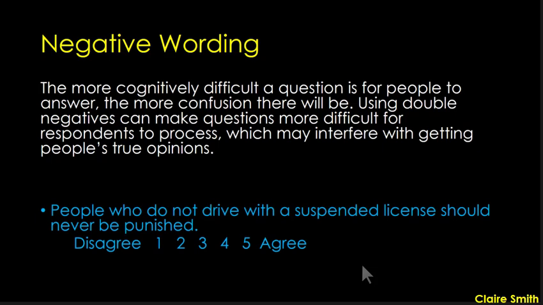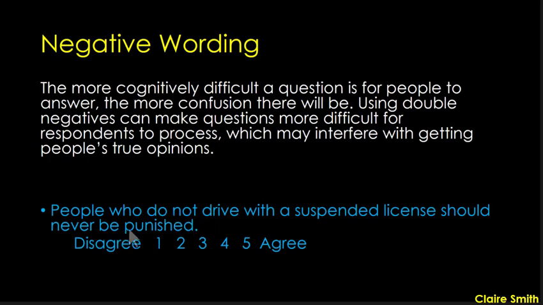Okay, so the more cognitively difficult a question is for people to answer, obviously the more confusion there will be. So things that have negative wording or double negatives can make questions confusing, and the participant doesn't know what the question is actually asking. If it takes them a while to figure out what the question is asking, it's more likely that your responses aren't going to be accurate. So for example, "People who do not drive with a suspended license should never be punished." Okay, so double negative.